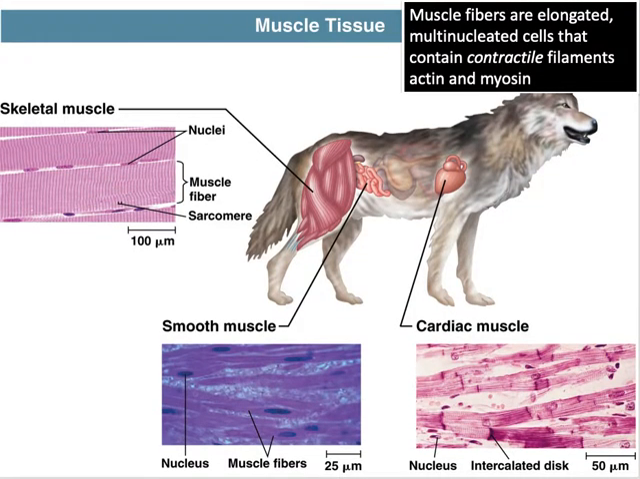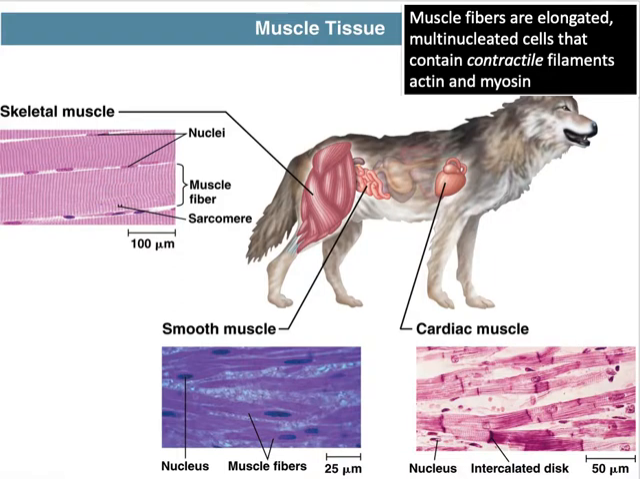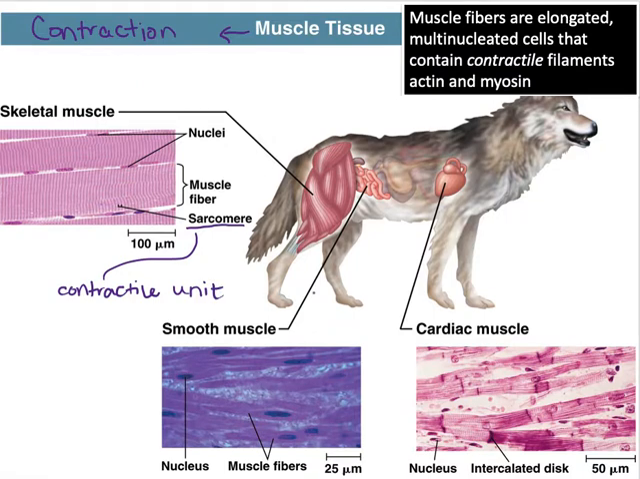All right, now we have our muscle tissue. The simple definition of the function of muscle tissue is contraction. So all muscle tissues contract via a contractile unit called a sarcomere. So a sarcomere is the contractile unit of a muscle. And I'm going to show you a very short video on how that works before we get into the differences of skeletal, smooth, and cardiac muscles.